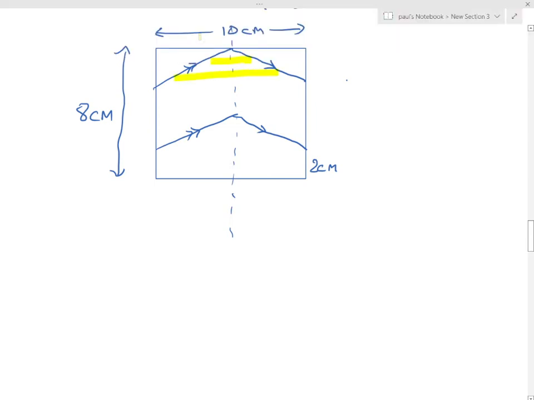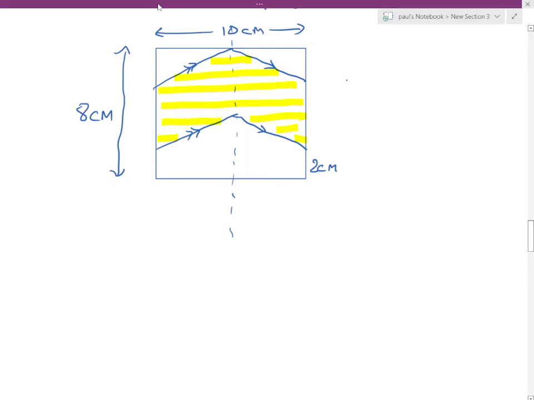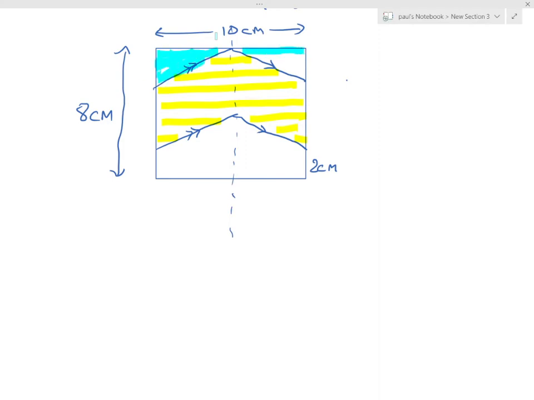this bit in here, yeah? Or did we? Or was it the other bit we had to find? Oh no, we had to find the other bit, yeah. But it doesn't matter, so we'll do the blue bit, yeah. We had to find the total area of the blue. Bear with me whilst I colour this in. Right, so we need to find the area of the blue part.